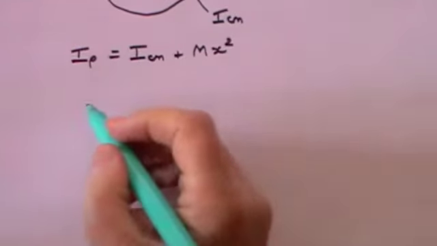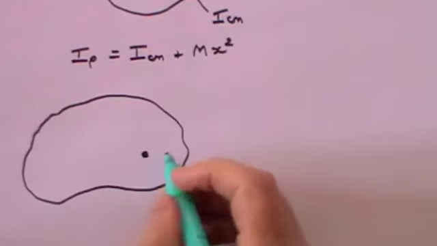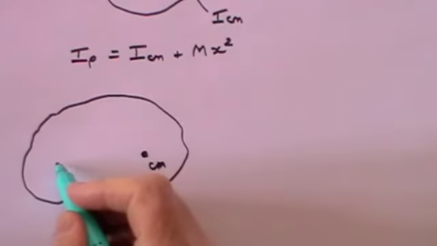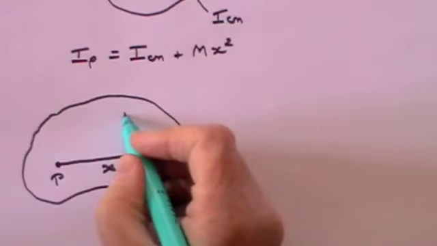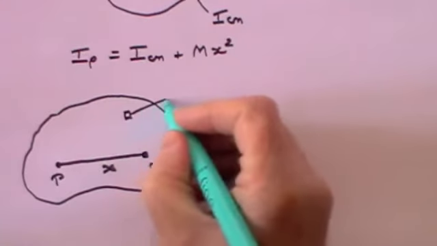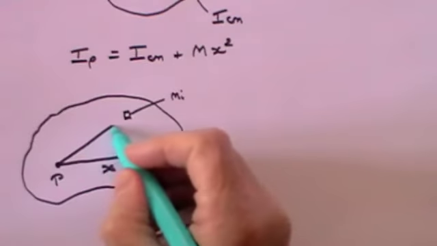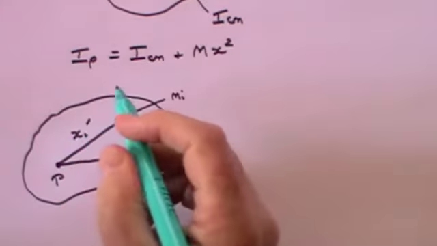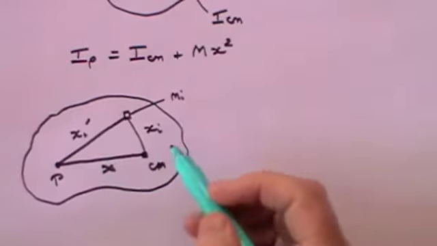The way I'm going to show that is to take this body here. I may not draw it precisely in the same shape as it was before, but you'll get the general idea. This is the centre of mass. This is the point P, where we want to know what the moment of inertia is, and the distance between these two is a distance x. I'm going to take a small element which is going to have mass mi, and that is going to be a distance xi prime from point P and a distance xi from the centre of mass.